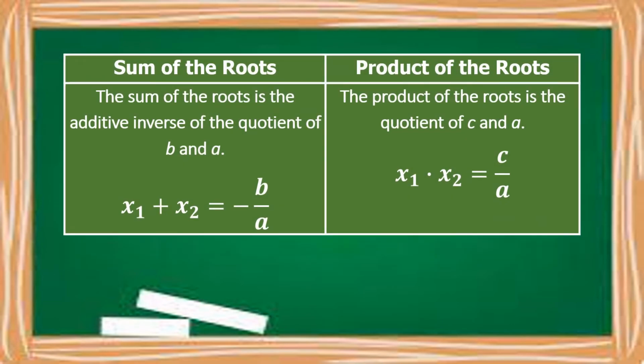For us to find out the sum and the product of the roots of the quadratic equation without solving for the roots, we can use the following formula. The sum of the roots is the additive inverse of the quotient of b and a. So it means that x sub 1 plus x sub 2 is equal to negative b over a. For the product of the roots, it is the quotient of c and a. So it means that x sub 1 times x sub 2 is equal to c over a.